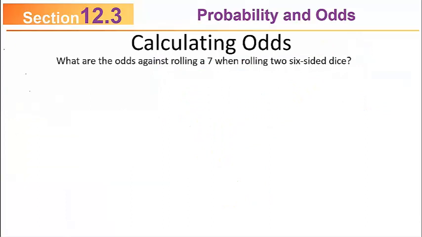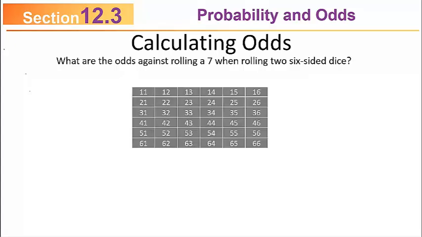What are the odds against rolling a 7 when rolling 2 six-sided dice? Remember when you have two six-sided dice, it makes sense to make a table of these values. If they don't give you that visualization, you probably want to make a table. And we've talked about that before. So build that table and you get 36 possibilities. We're looking at the odds against rolling a 7. So you've got to look in that chart and find your 7s.